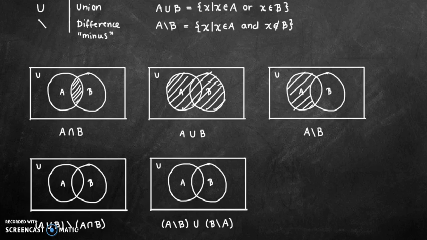Now for a more complicated example. So here we have A union B minus A intersection B. And this is a more complicated operation called the symmetric difference. And the symmetric difference can show up in two ways. It could show up as what I just mentioned here, or it could be A minus B union B minus A.